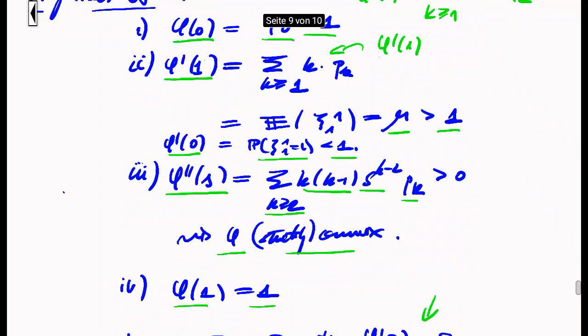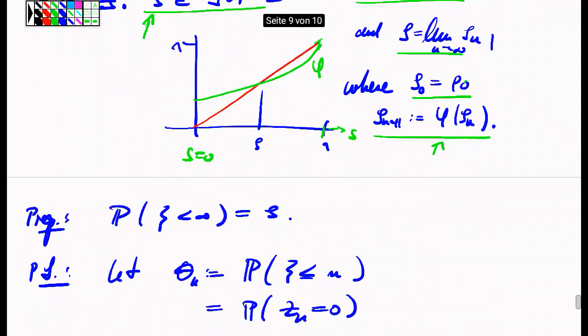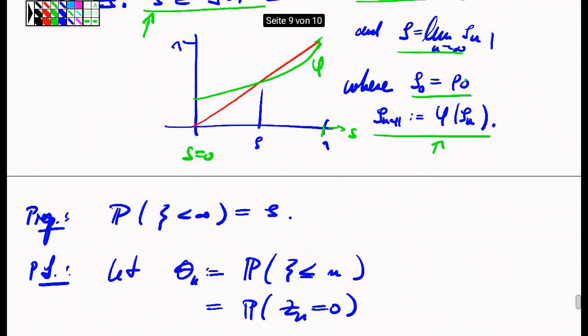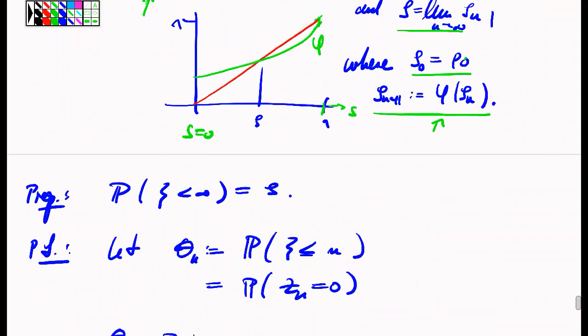Okay. Now we want to conclude that in the supercritical case, that's the terminal and final conclusion of this session today, the probability of extinction is exactly given by this parameter rho, which is the fixed point of this generating function.